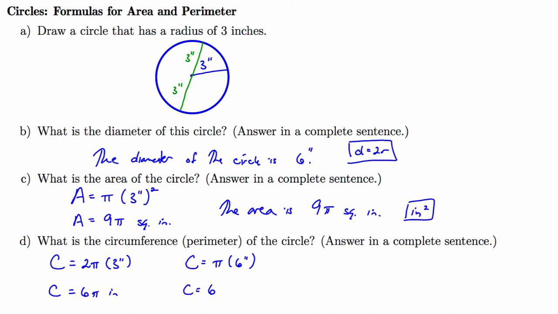The circumference is 6 pi inches. And so to answer the question, what is the circumference, which is really the perimeter of the circle? The circumference of this circle is 6 pi inches.